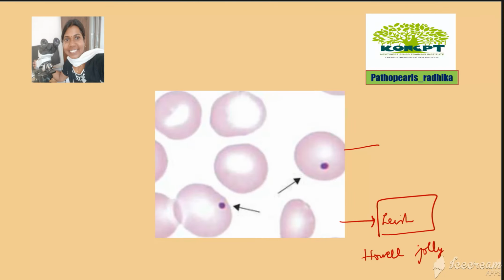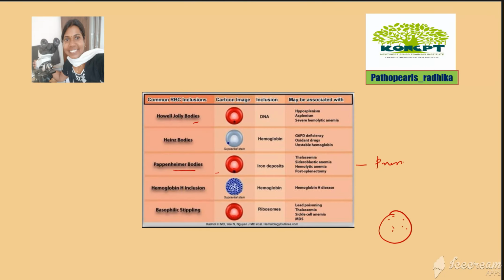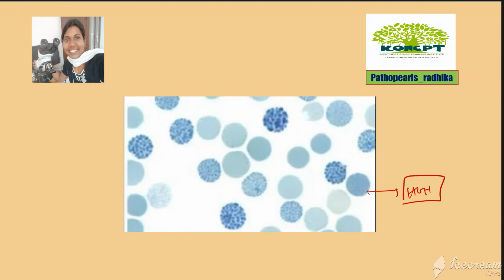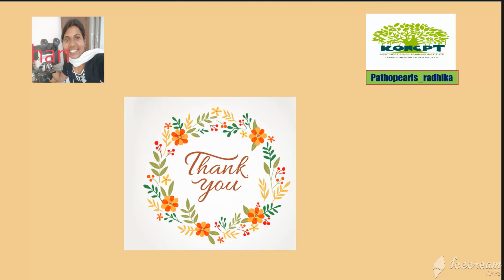I hope this is clear. This is a very important topic for any entrance exam. They ask, Heinz body is what? It's denatured hemoglobin. Pappenheimer body is iron deposit. Basophilic stippling is ribosomes. Okay, so thank you. This is about the RBC.